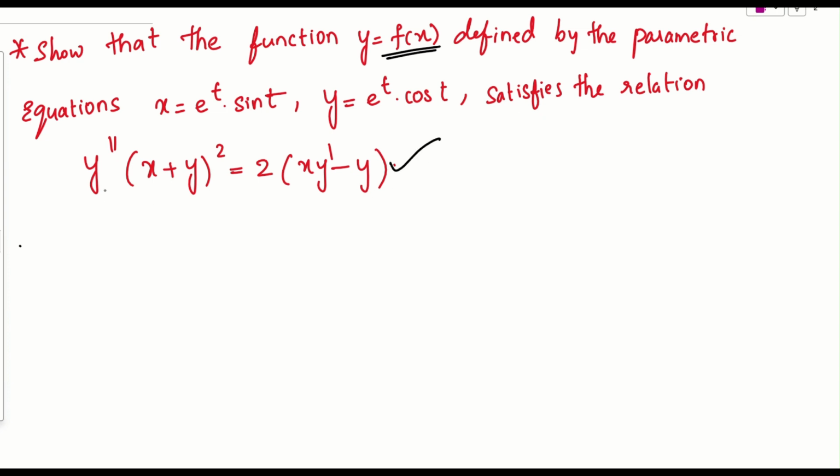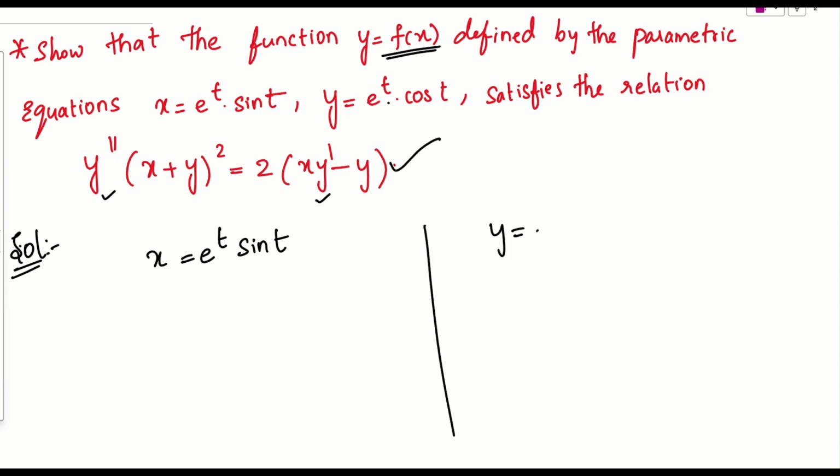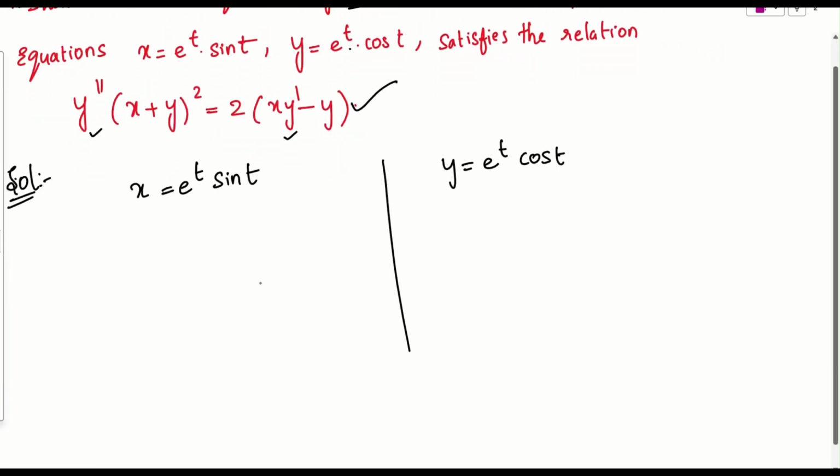Agree? So in this relation, what we are having? One double derivative we have, one derivative we have. That is y dash. Agree? So what I will do for solving this problem, first of all, let us consider x. What is x? x is nothing but e power t sin t. Try to differentiate this function separately. And what is the y term? y is equals to e power t cos t. Try to differentiate this function separately. Let us see how to do later on.